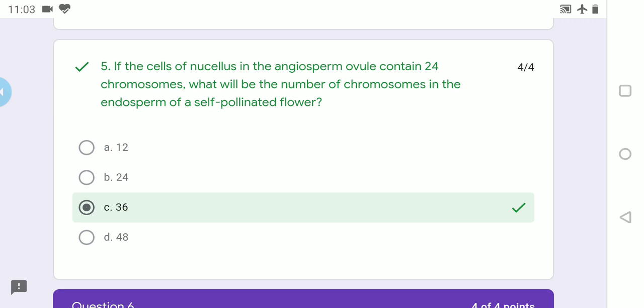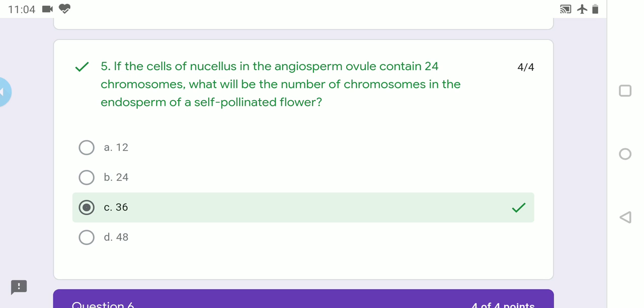So let me read this question. If the cells of the nucellus in the angiosperm ovule contain 24 chromosomes, that means the cells containing nothing but the chromosomal number 24, which is present in the vegetative cells, what will be the number of chromosomes in the endosperm of a self-pollinated flower? So just now I told you, the central cell containing the polar nuclei is 2N.